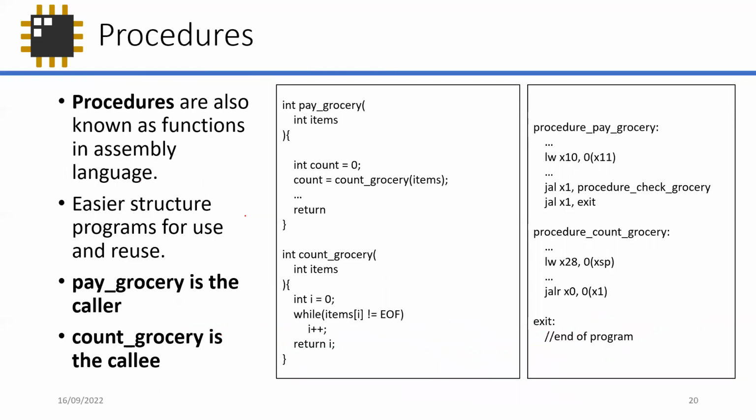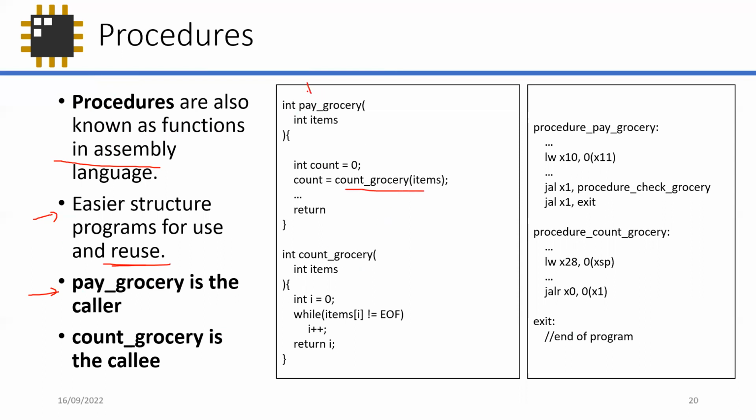Now, just to mention this last part, which we call procedures, but I'll just go through it very, very quickly because it's not really that important for now. It's meant for software engineers because there's a proper way of actually using instructions and the registers that you have to use. Okay. So procedures are also known as functions in assembly language. It's nothing more than just functions. Okay. It's the same thing. And the nice thing about procedures and functions is that it's easier to structure programs for reuse, right? Let's say, for example, I want to pay for groceries, but when I pay for my groceries, I have to count the number of items that I have. Right.